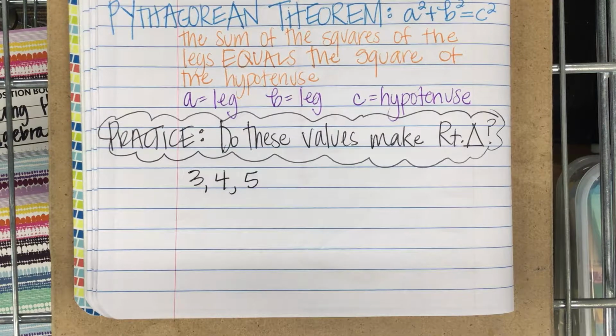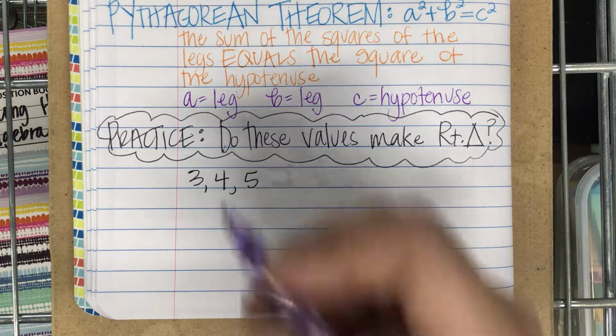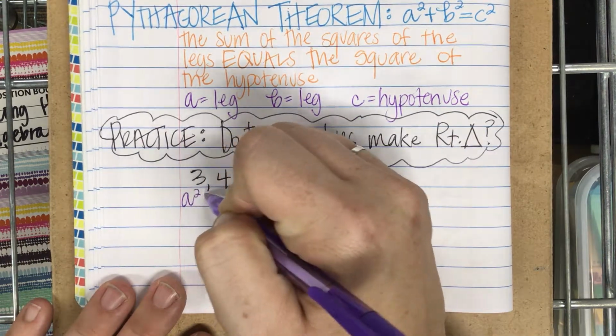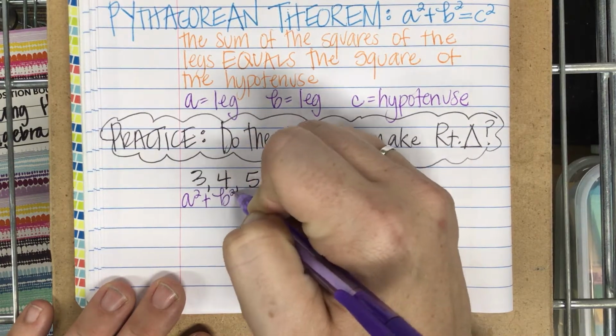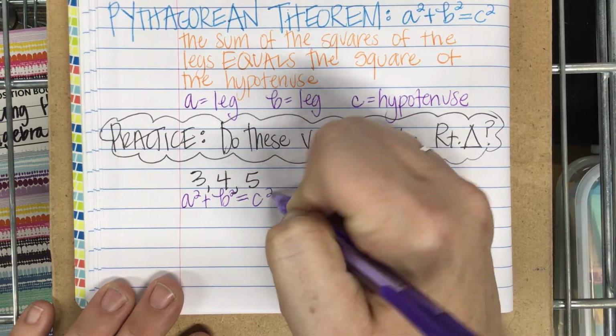If I gave you a triangle side that was 3 inches, a triangle side that was 4 inches, and a triangle side that was 5 inches, would that triangle that is created be a right triangle? Well, let's see. Let's try it out. We're going to use the Pythagorean Theorem, which is a squared plus b squared equals c squared.